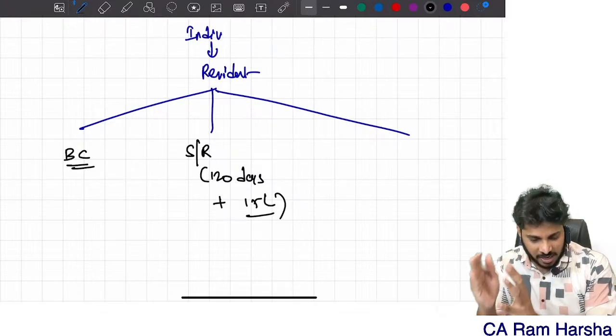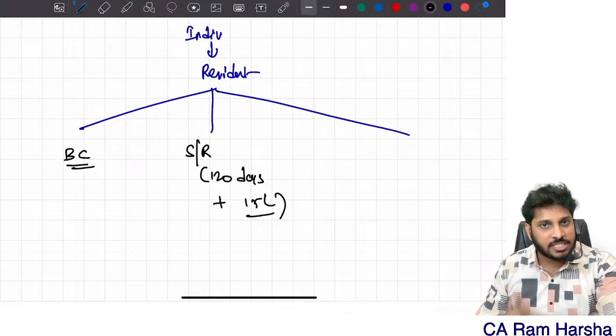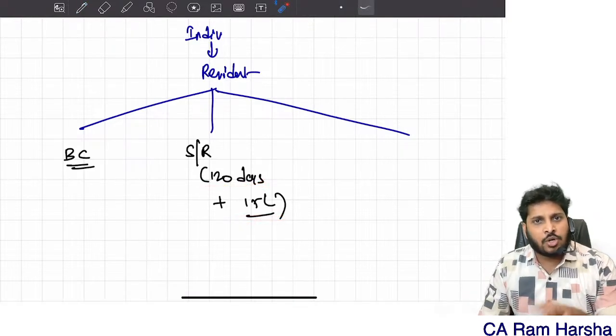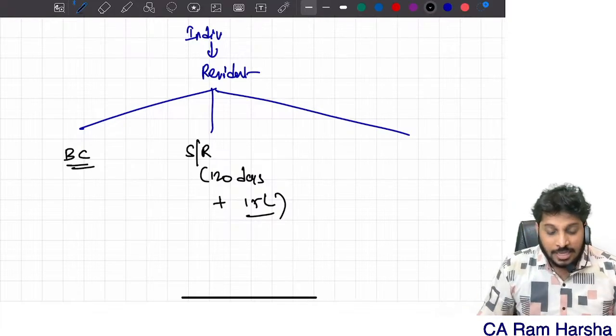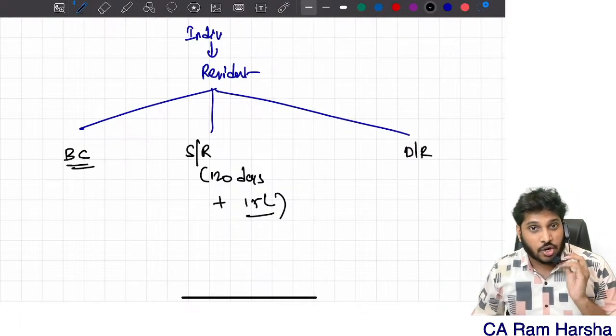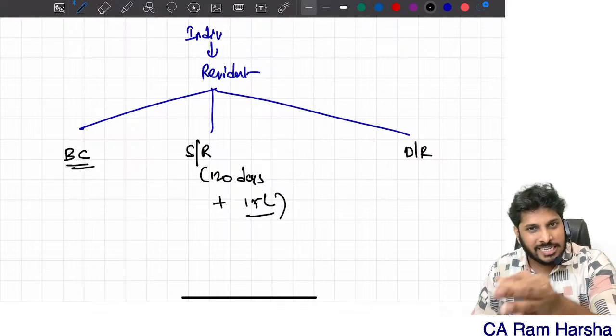There is another way to decide the individual's residential status. What is that? The 120 days logic, the 15 lakhs logic. Sir, what is it? We'll come back to it. There is another logic, another category, called deemed resident.